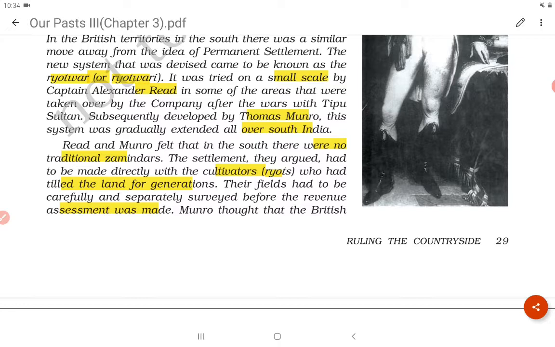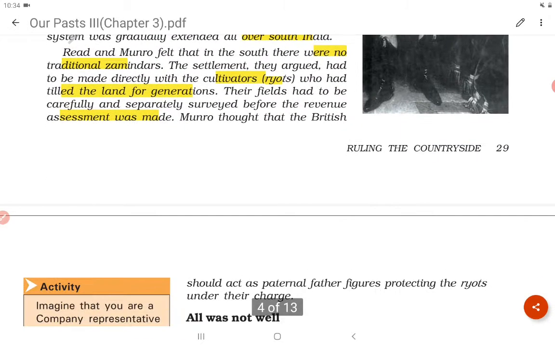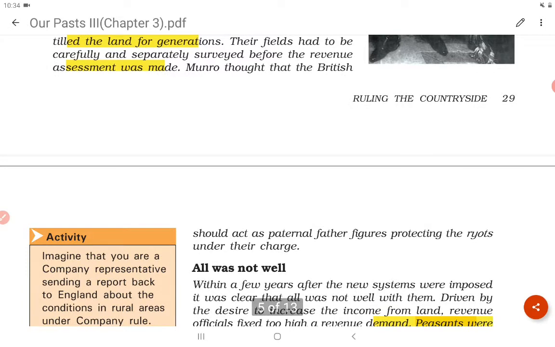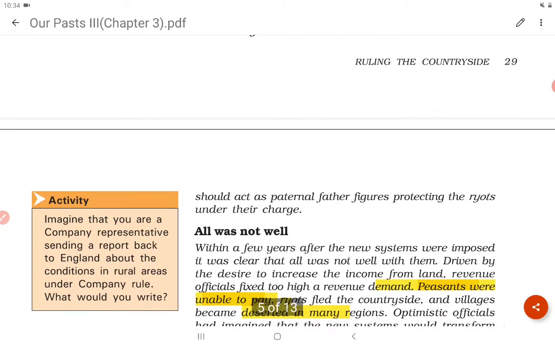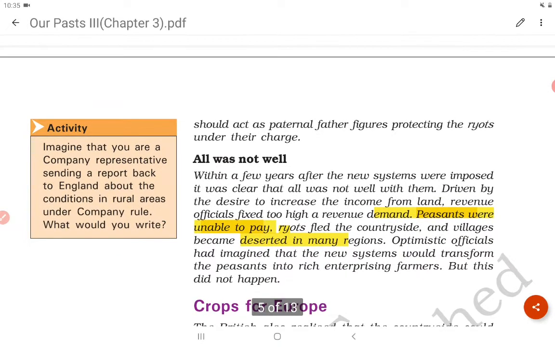The settlement, they argued, had to be made directly with the cultivators, that is the ryots, who had tilled the land for generations. Their fields had to be carefully and separately surveyed before the revenue assessment was made. Munro thought that the British should act as paternal father figures protecting the ryots under their charge.